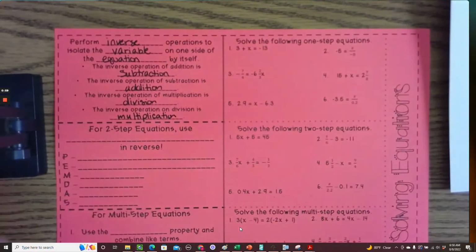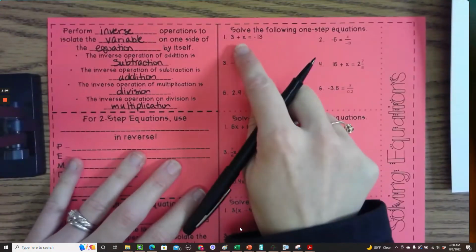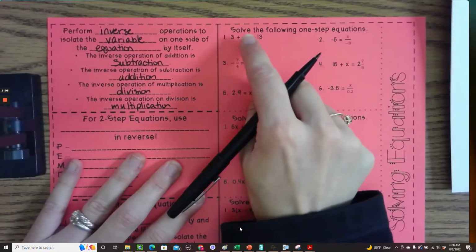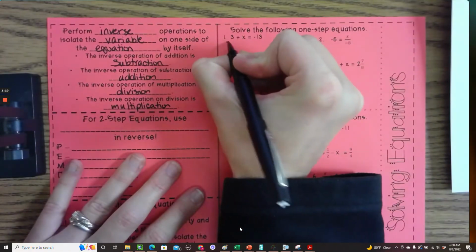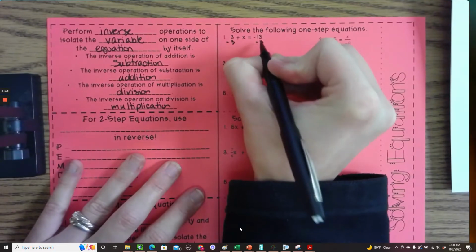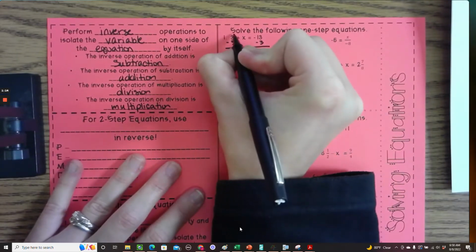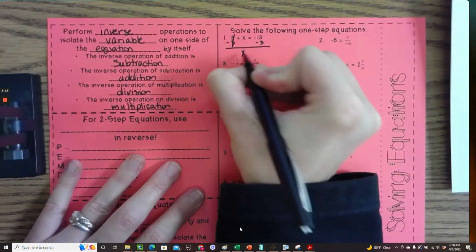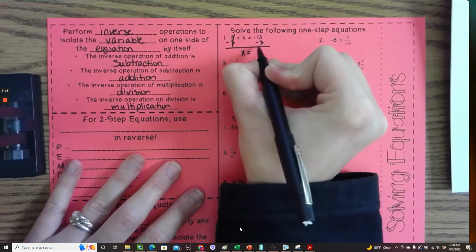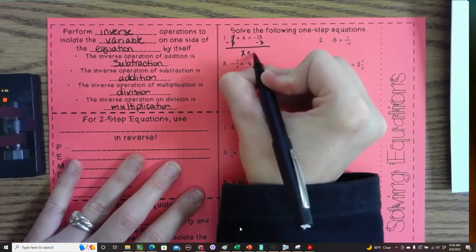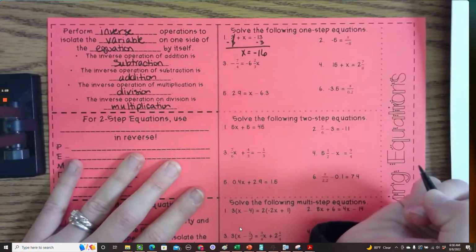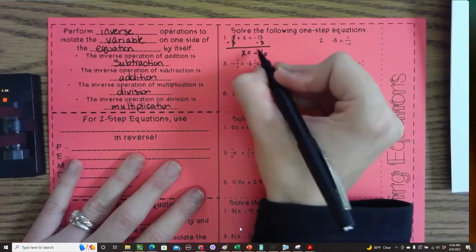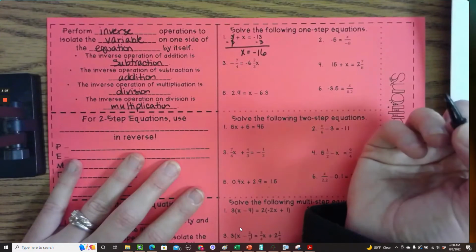So what we're going to do is we're going to do the opposite. So if I have 3 plus x equals negative 13, I want the x by itself. So to do that, I'm going to subtract a 3 from both sides. So positive 3 and negative 3 cancel, and I'm left with an x. Negative 13 minus 3 would give me a negative 16. Again, if you need to use a calculator to do this step, that is completely okay.